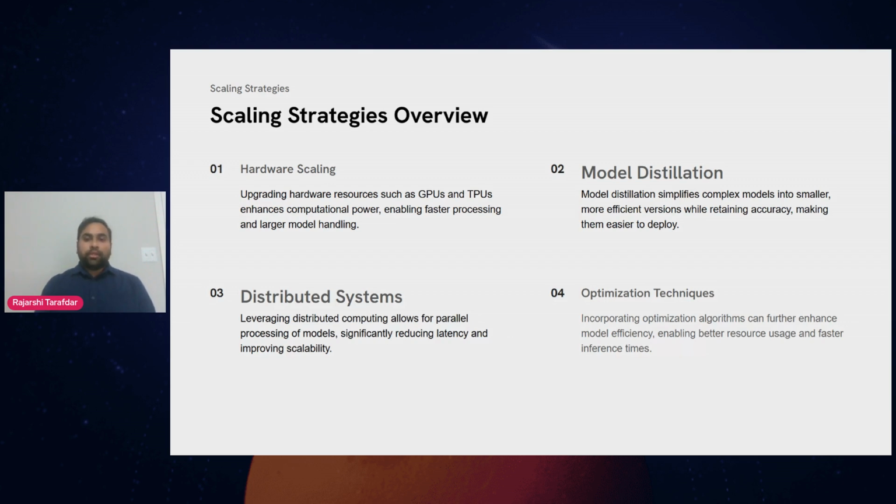And then there comes the model distillation. So it basically just distills the complex models into smaller chunks, therefore making efficient versions and also maintaining the precision and accuracy. And then the distributed systems, it is used for parallel processing. There are various strategies also in the distributed system. We'll discuss in more detail. It basically, at a high level, just helps to reduce the latency and improve the scalability.